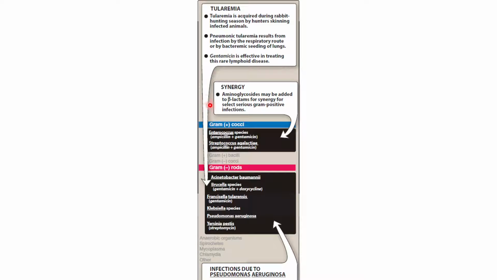So this is a lymphoid disease treated with gentamicin. Then also Pseudomonas aeruginosa, you're already familiar with Pseudomonas aeruginosa, can be treated with streptomycin. And then also there is a synergy between the beta-lactam antibiotics and aminoglycosides. So, for example, ampicillin can be combined with gentamicin for the treatment of some gram-positive bacteria, including Enterococcus and Streptococcus agalactiae.